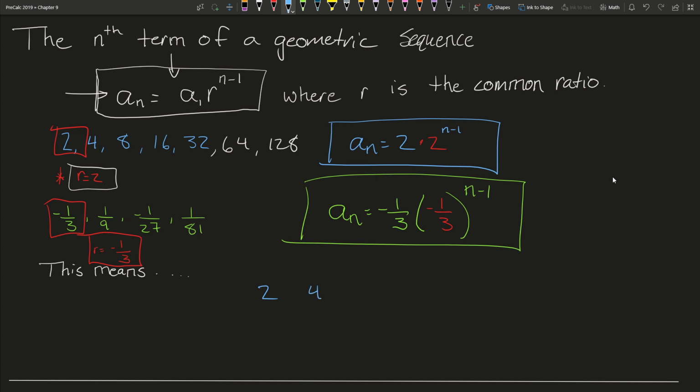So this 2, 4, 8, 16, 32 sequence as a1 is the first term, a1 times r is the second term, a1 times r squared is the third, a1 times r cubed is the fourth, and so on. And we can write any sequence, any geometric sequence just like that. We can split it up as the first term times something to some power.